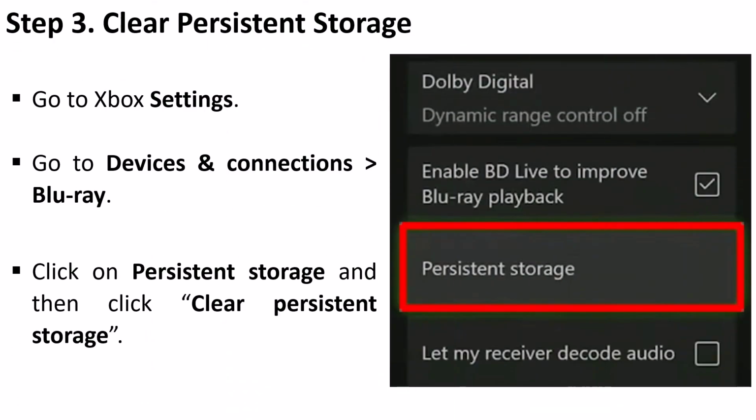Step 3. Clear persistent storage. Go to Xbox settings, go to devices and connections, Blu-ray, click on persistent storage and then click on clear persistent storage. If you do not see this option in your Xbox console, then skip this step.